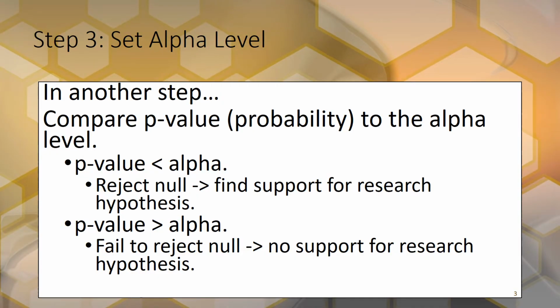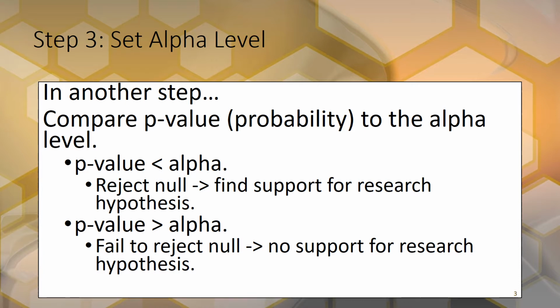Now I'm going to go over step 3, which is setting the alpha level. Setting the alpha level is actually pretty easy, and using it to compare to your p-values is pretty easy. But understanding what an alpha level really is, is a little bit more difficult. So I'm first going to just describe what you do with the p-value later on in step 5 or step 4, whatever. And then I'm going to describe what an alpha level really is.